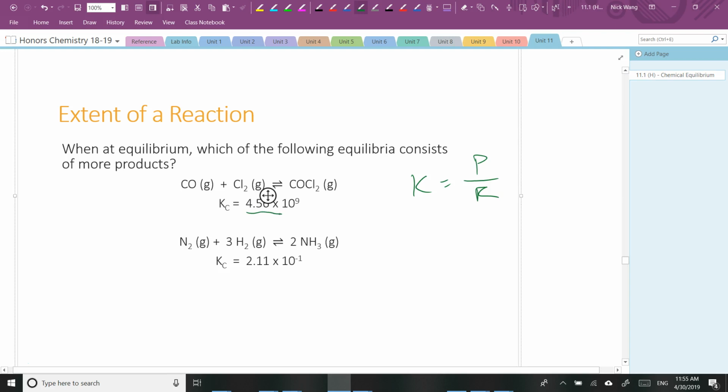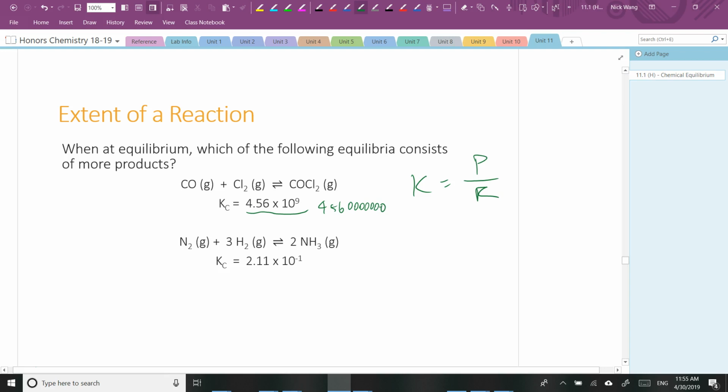Just know that whenever it's at equilibrium, the value of Kc is going to be 4.56 times 10 to the 9th. That means when you look at this ratio as a fraction, the products divided by reactants gives you a value on the scale of 10 to the 9th power. That's a very large number, right? If you wrote this out, that's 4, 5, 6, and then 1, 2, 3, 4, 5, 6, 7 zeros afterwards. That's a very large number.